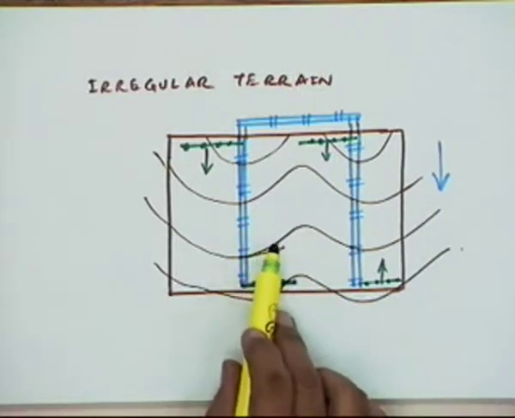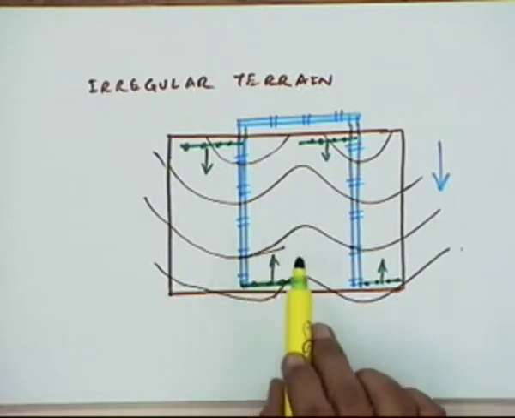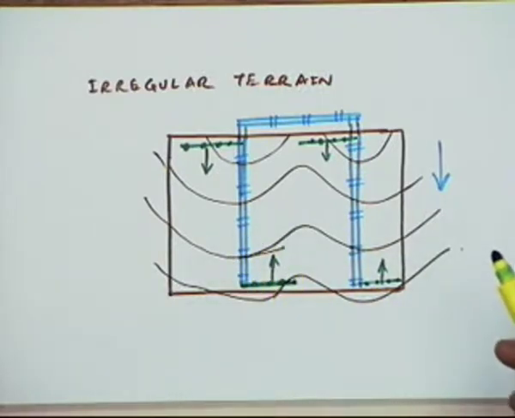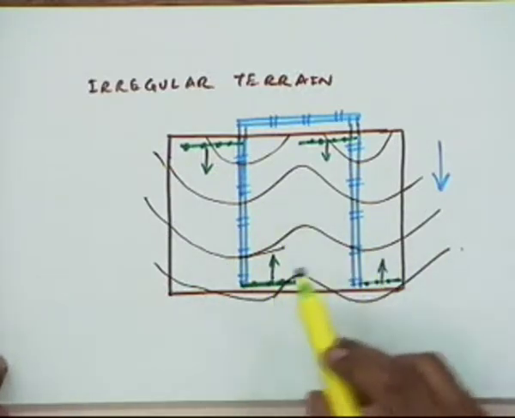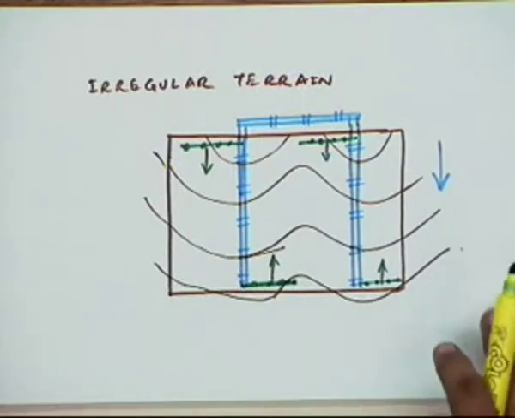But that is another part of the design when you have to look at, in an overall sense, how many laterals you will require to cover the whole area within the irrigation interval.